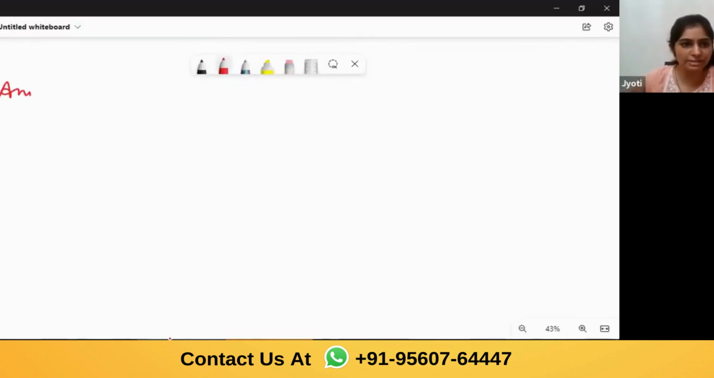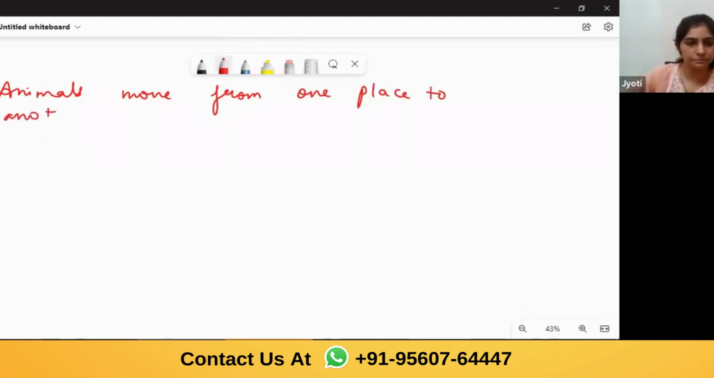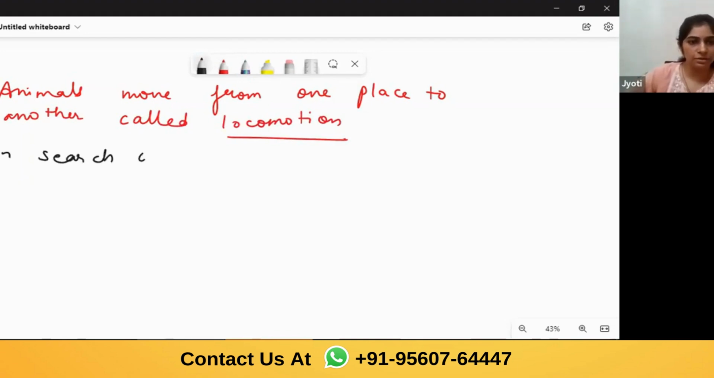So animals move from one place to another, which is called locomotion. And this is done in search of shelter, in search of food.